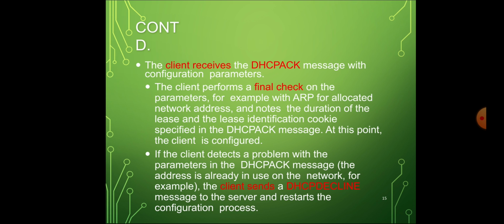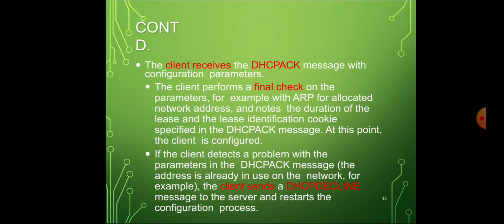Now what happens after acquiring that IP address, after the 50% lease is over, then the DHCP acknowledgement message is sent with the configuration parameters. The client performs a final check on the parameters, for example with ARP for the allocated network address, and notes the duration of the lease and the lease identification cookie specified in the DHCP acknowledgement message. So this is all included in the DHCP acknowledgement.